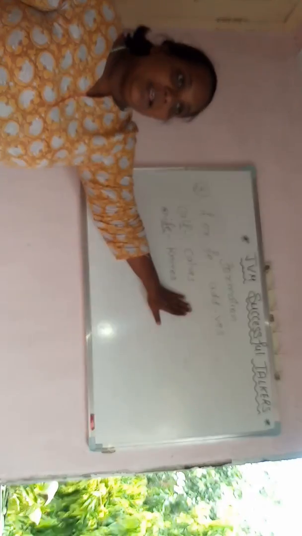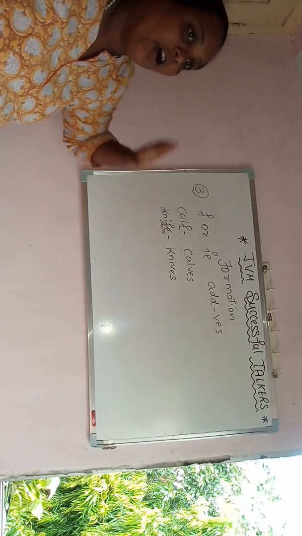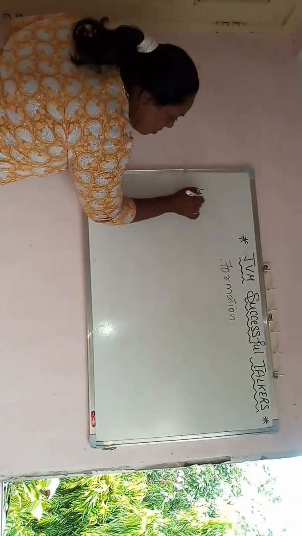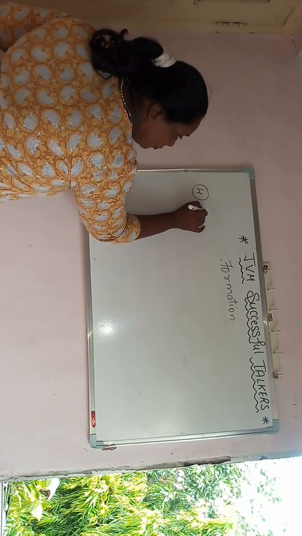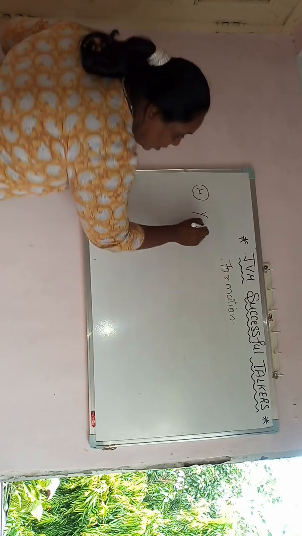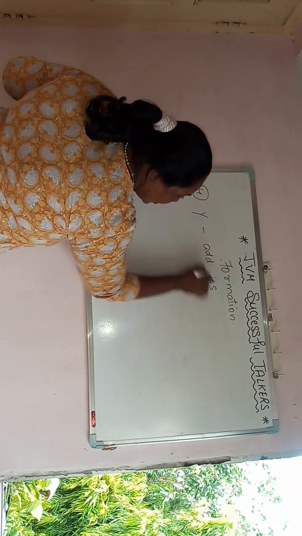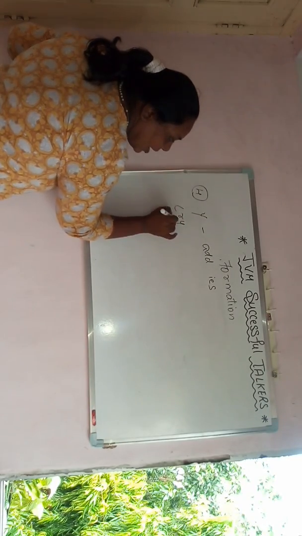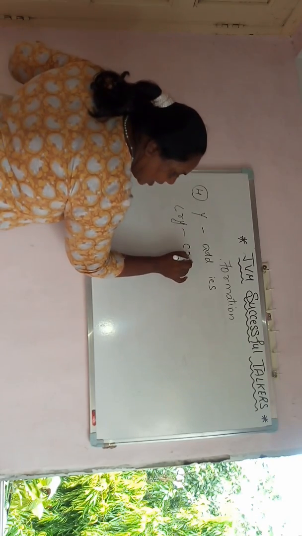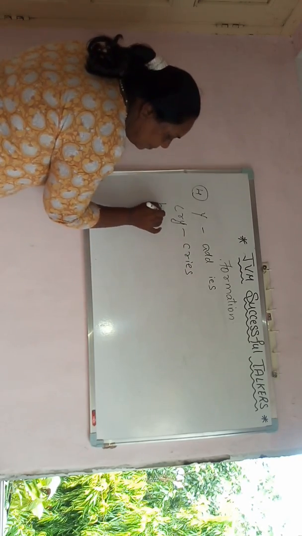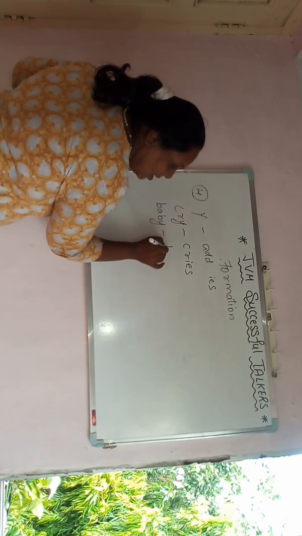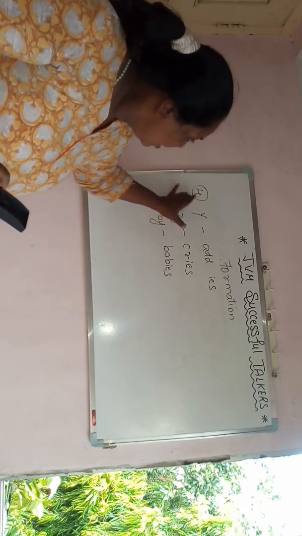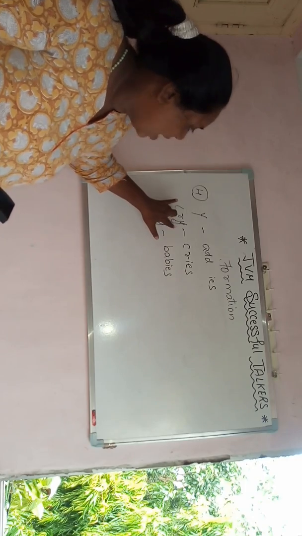The fourth form is where the word ends with y. We have to cancel that y and add ies. For example, cry. We will cut y and write ies, cries. Baby. We will cut y, babies. Like this we will write the words. For singular, if y is there at the end of the word, we will cancel that y and add ies. Okay, understood this one?